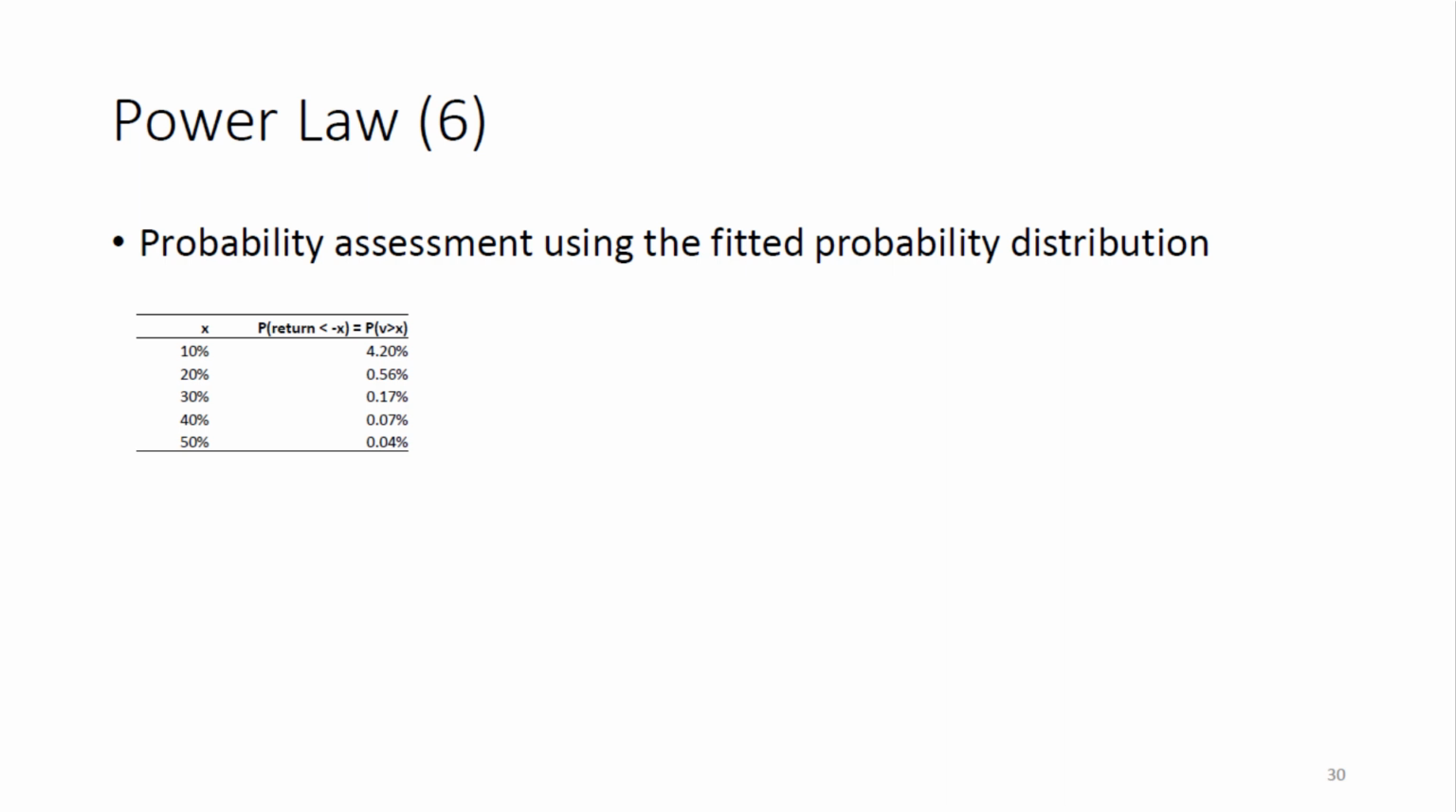So that's what I did over here. I said, let's look at losses of 10%, 20%, 30%, 40%, 50%, which is equivalent to returns which are larger than minus 10%, returns larger than minus 20%, and so on. And then what does the power law tell me in terms of probability? So there's a 4.2% probability that the loss in terms of returns is bigger than 10%. There's a 0.56% probability that the loss is bigger than 20%, and so on. So even for a loss of 50%, as a monthly return, so the probability that the return is more extreme than minus 50%, there's still a probability of 4 basis points.